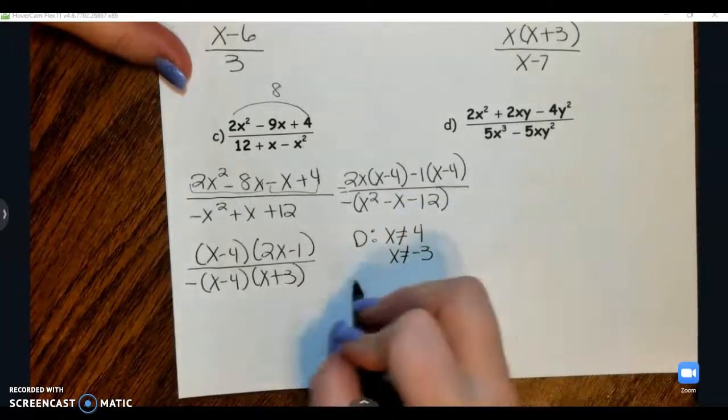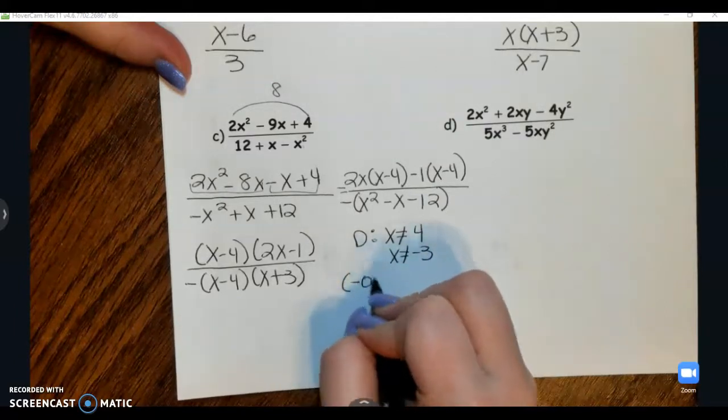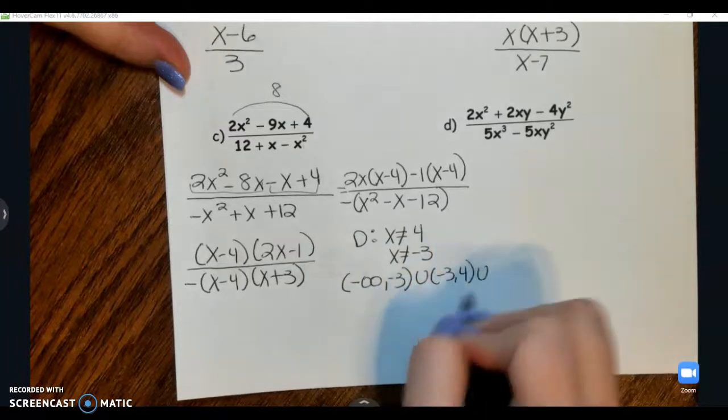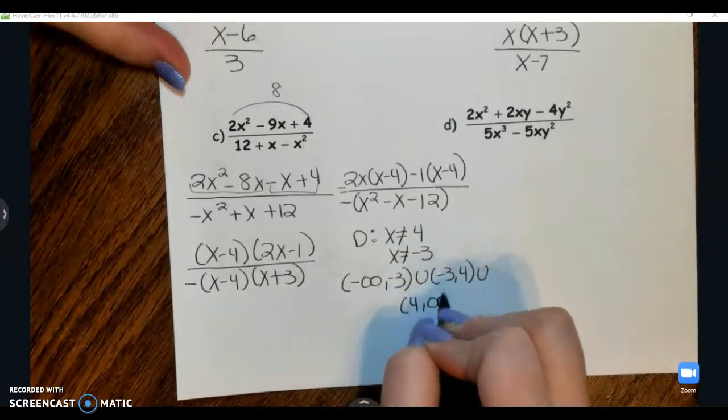So in interval notation, again, smallest to largest, negative infinity to negative 3. Then I can go from negative 3 to 4. And then I can go from 4 to positive infinity.